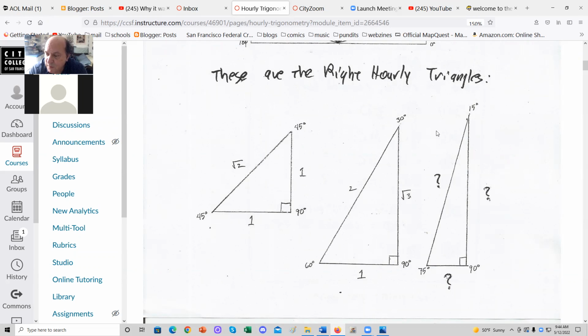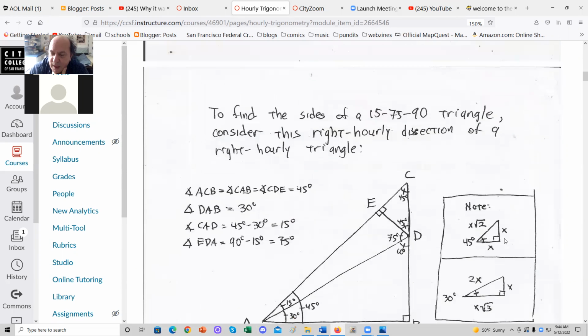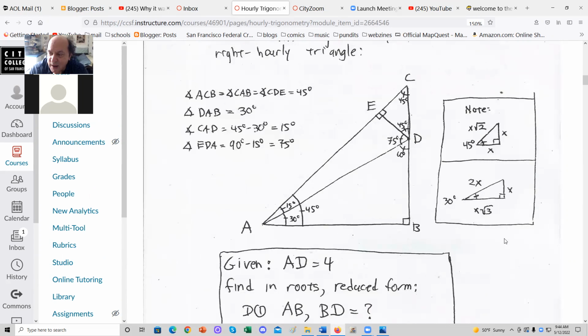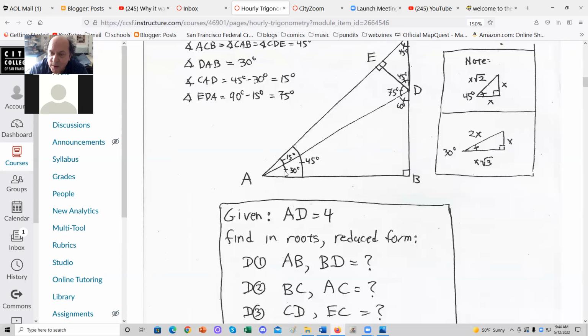What about the 15, 75, 90 triangle? I have here in the extra credit set an example. We started with this triangle with these angles: 15, 30, 45, 60, 75, 90. It's a bunch of hourly triangles slotted together, and we start off with the rules about the 45, 45, 90 triangle and the 30, 60, 90 triangle, with sides x, x, and x root 2 for the 45, and sides x, x root 3, and 2x for the 30, 60, 90.